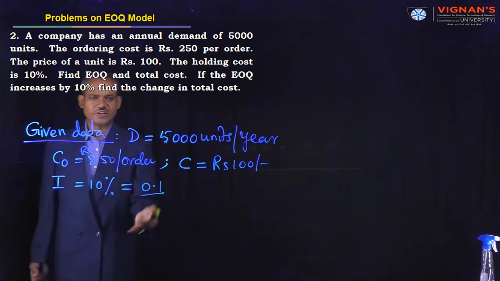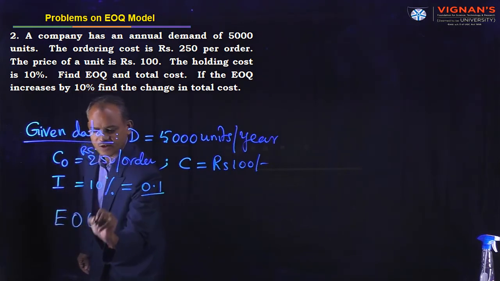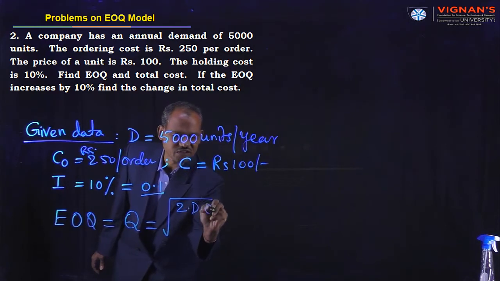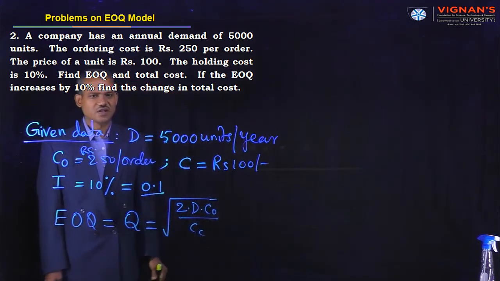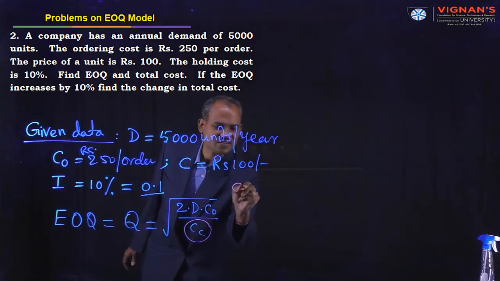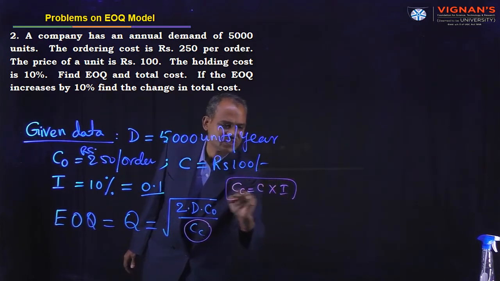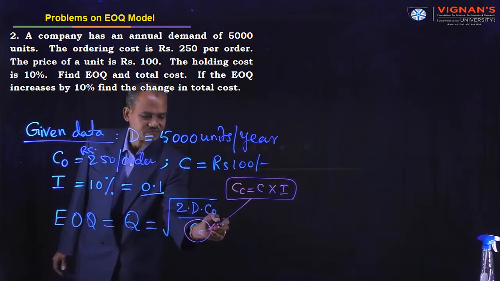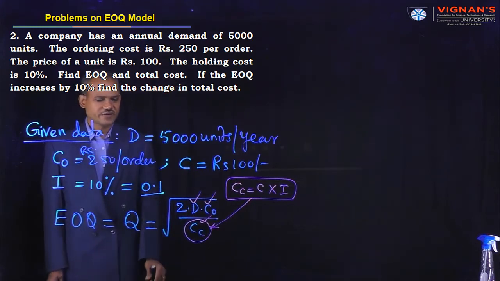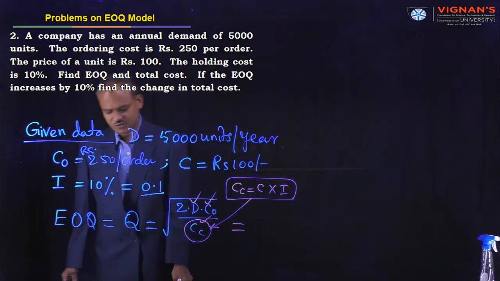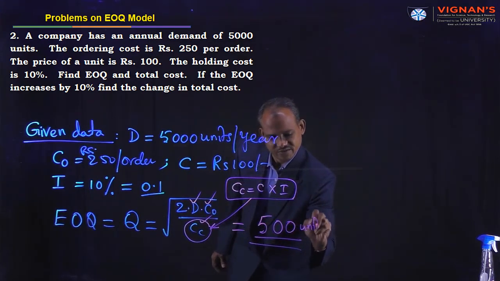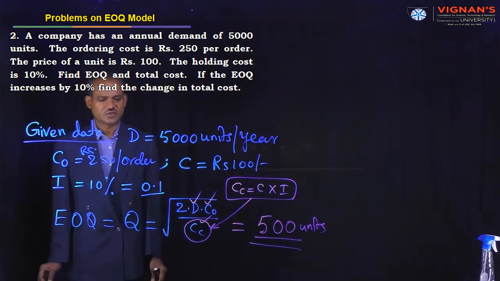Find the EOQ. Very easy. We know that economic order quantity, denoted by the symbol capital Q, is under square root 2 into D into C naught divided by CC. Directly, CC value is not given. Therefore, calculate CC. CC is equal to C into I. From this, you can calculate CC. We know D value, we know C naught, we know CC. Finally, Q becomes 500 units. Economic order quantity is 500 units. This is optimum order quantity.